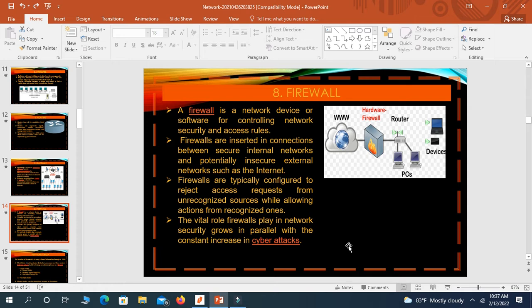In general terms, we can consider a firewall as a security guard of, let's say, an organization. What does he do? He doesn't allow visitors to enter the office compound if the visitor is not well recognized.